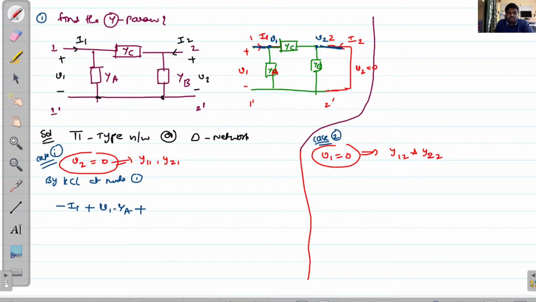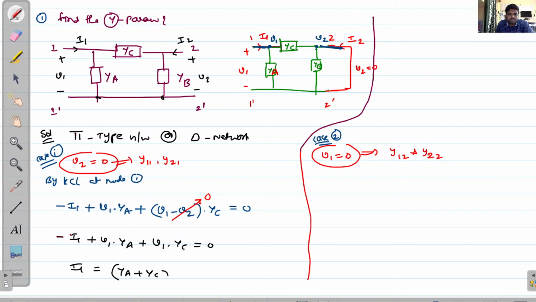And next, if you take this YC branch, we have a potential difference here, so I am taking V1 minus V2 by impedance. But we have YC in admittance format, so directly you can take YC. That equals 0. But according to our assumption, V2 equals what? 0. So in that context, minus I1 plus V1 into YA plus V1 into YC equals 0, and I1 equals YA plus YC into V1.